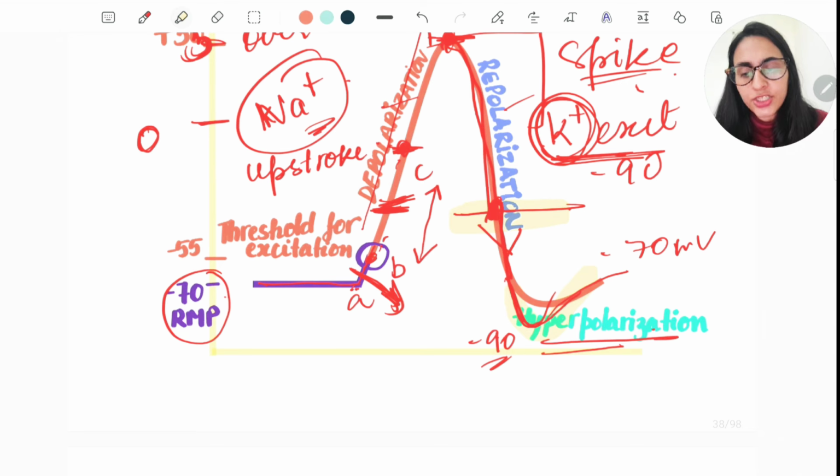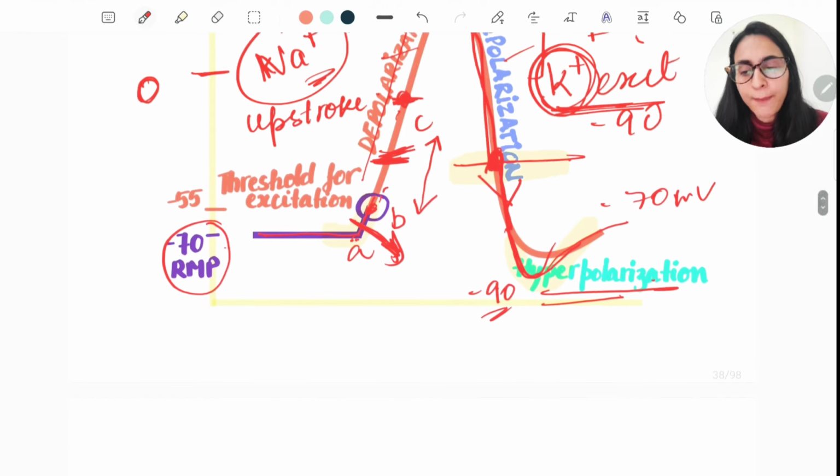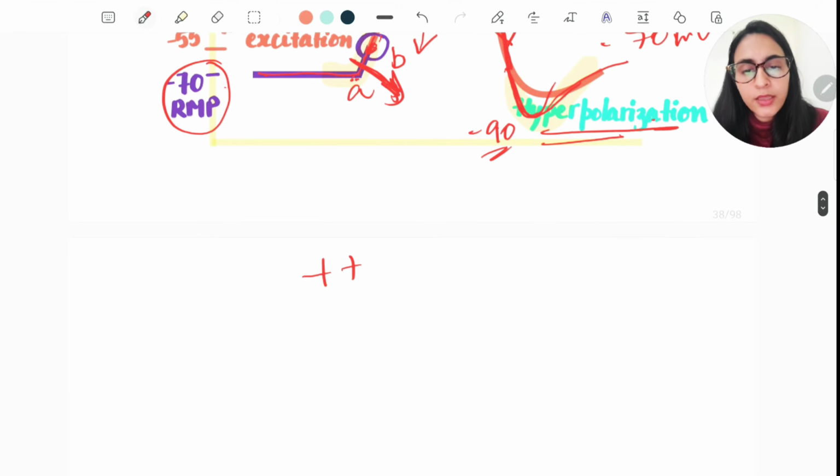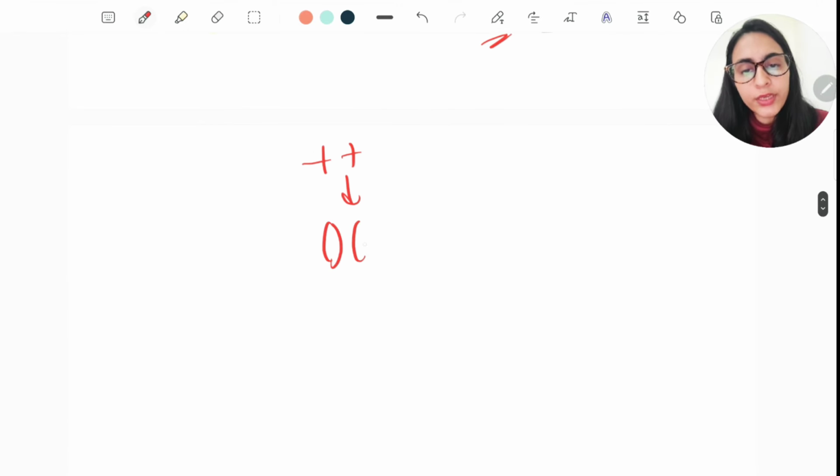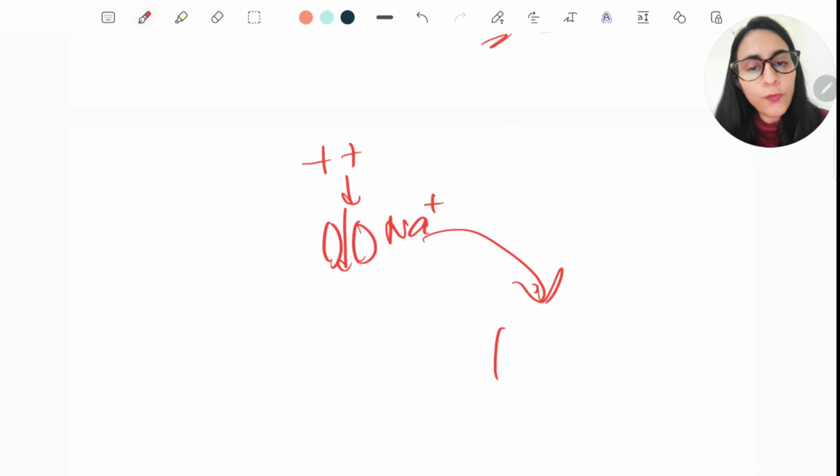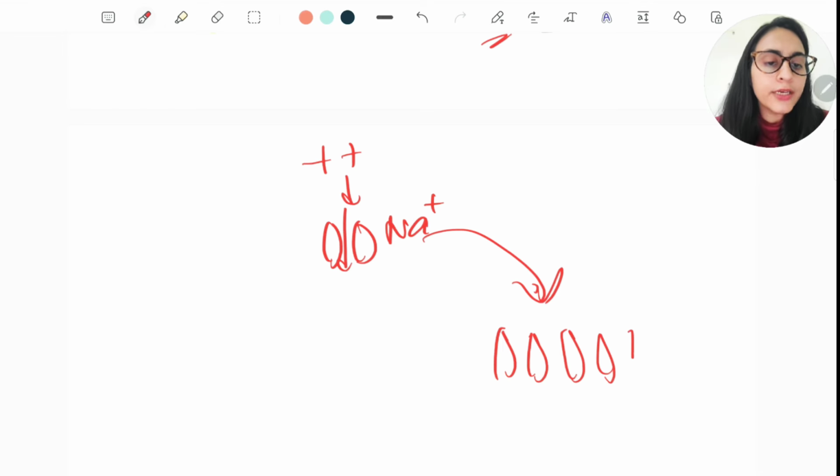So depolarization is RMP to threshold. From RMP to threshold, there is a positive feedback cycle of the sodium channel. So what happens? There is a stimulus. Then some sodium gates open. Sodium starts coming in. Then all of a sudden all the gates are open and a lot of sodium comes in.